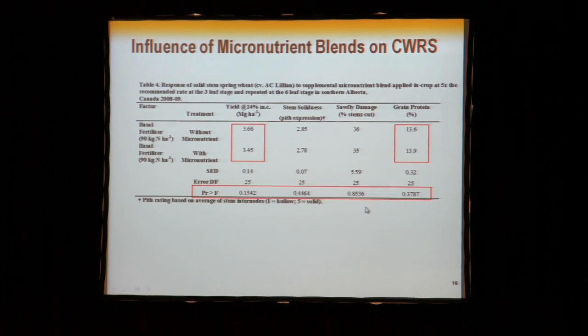So the micronutrient blend data, and here we are. As it turns out, with that 10x dose, we had no effect on grain yield, stem solidness, soft fly damage, or even protein. And you can see that from the data here. No significant difference with or without that micronutrient blend.